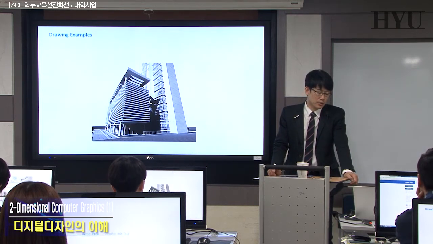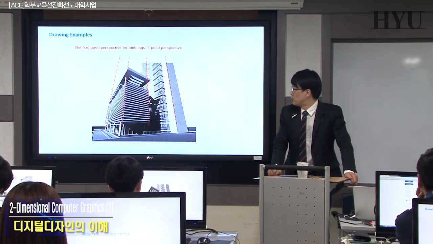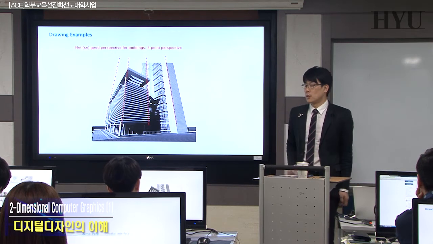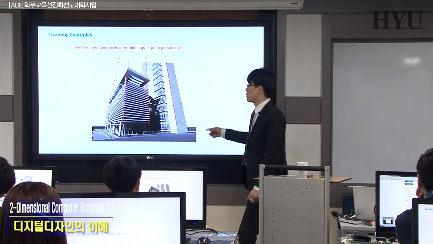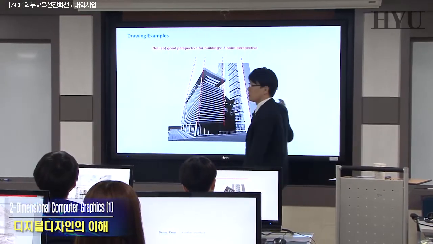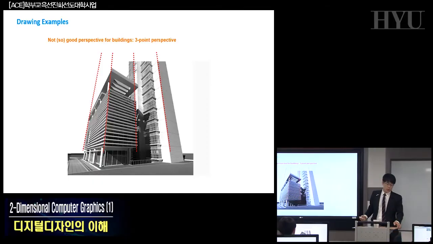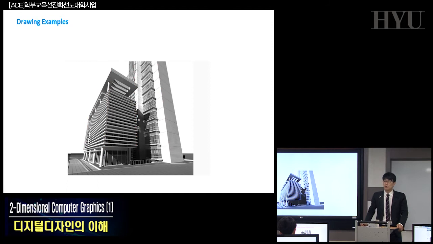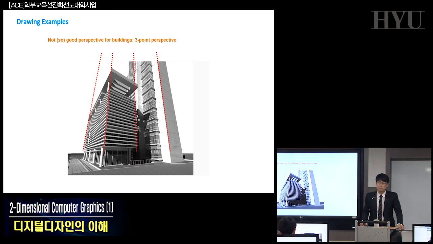Let's take a look at this one, this example. This is 3-point vanishing points you can find out. One is above and 2-point left and right. So as a result, this building looks realistic anyway building, but not that looking good in my view.